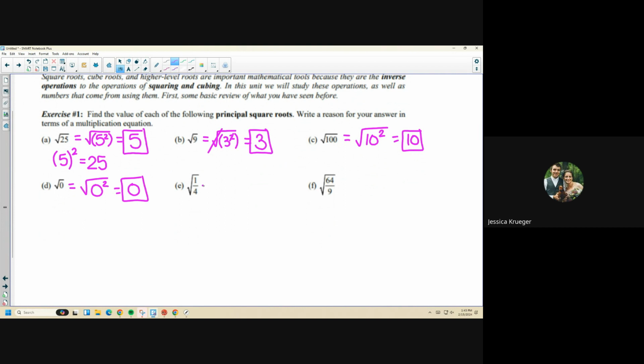When you have division, you are allowed to split the square root up. So the square root of 1 is 1 squared. And then I've got the square root of 4 on the bottom. 4 is 2 squared. So my answer to this would be 1 over 2.